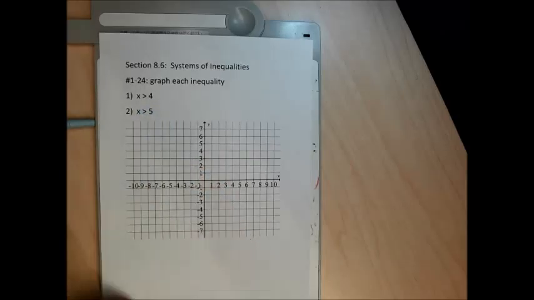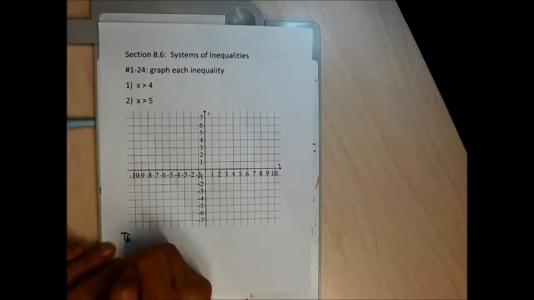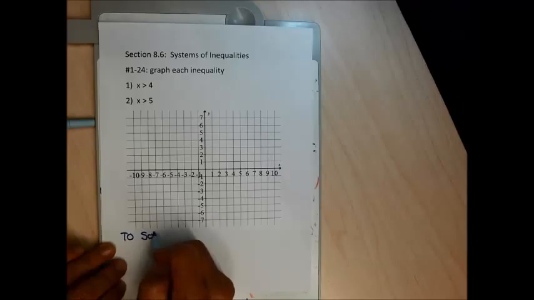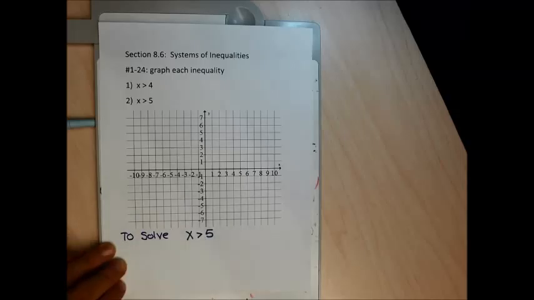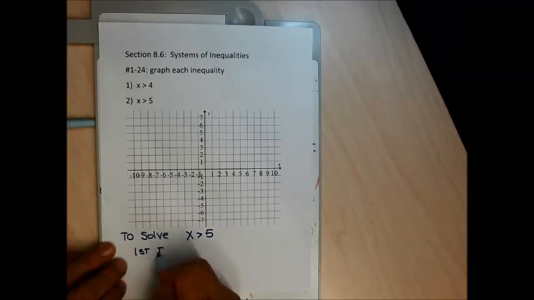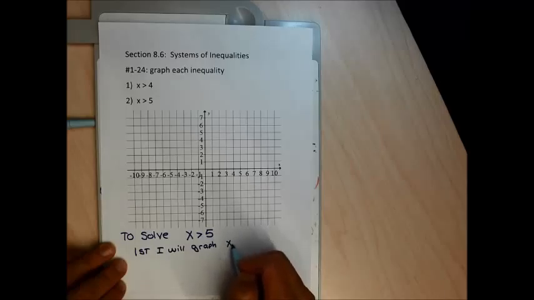Problem 2 wants me to graph on a two-dimensional graph x is greater than 5. I'm going to do problem 2. To solve problem 2, I'm going to graph the inequality x is greater than 5 in multiple steps. First, I will graph the border, and the border is going to be the line x equal to 5.